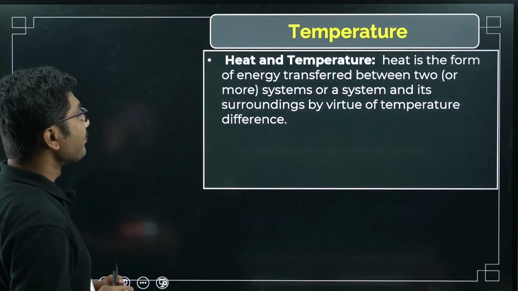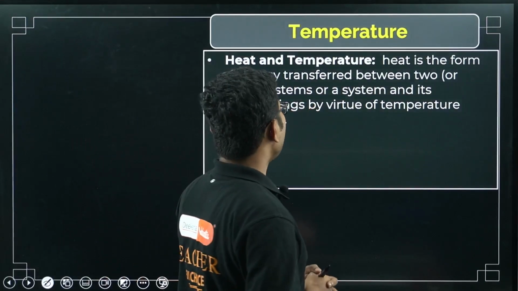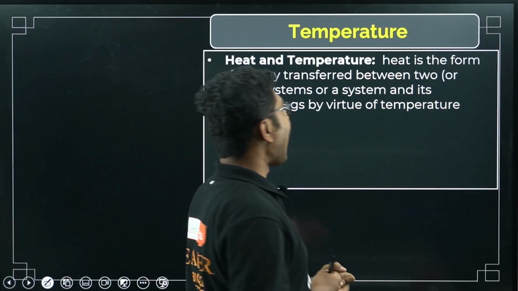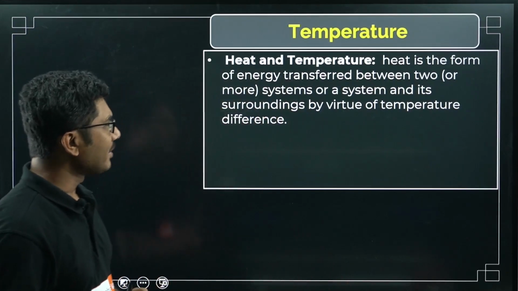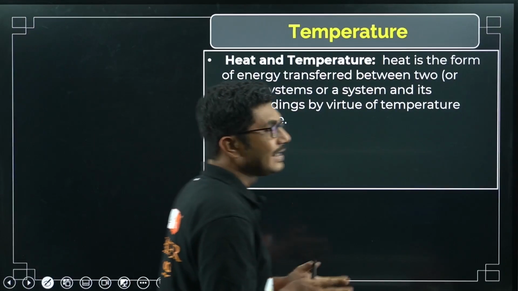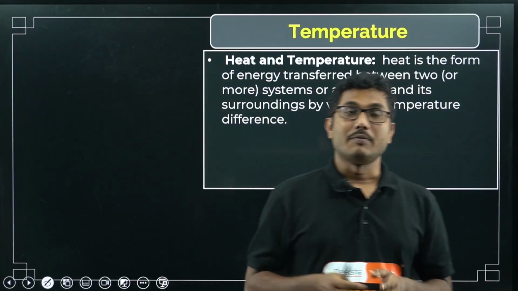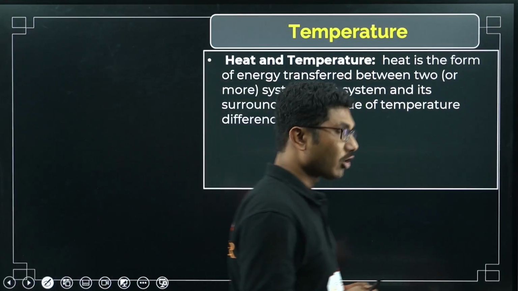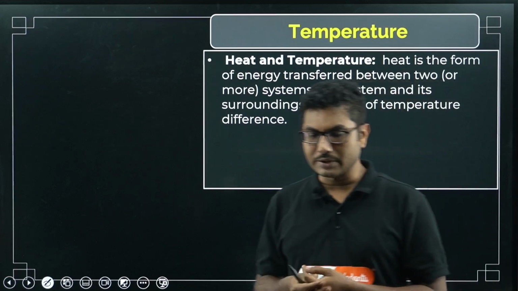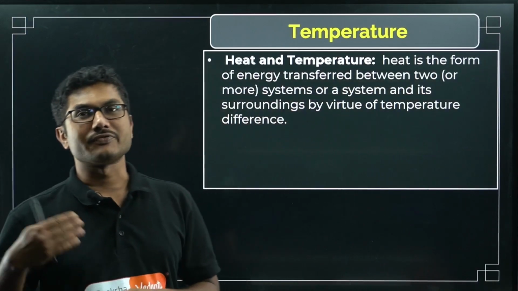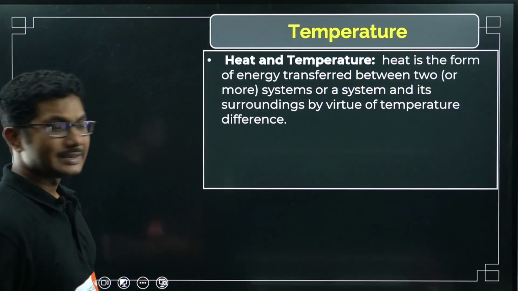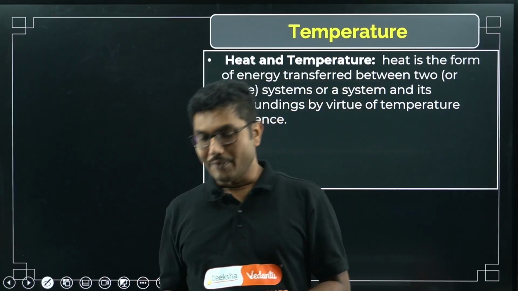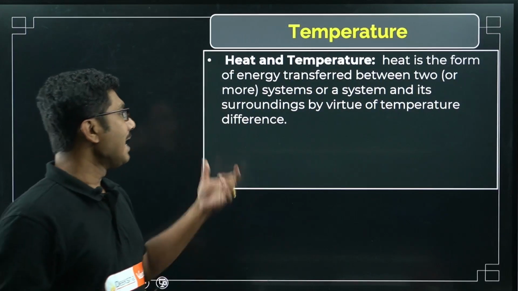So what is temperature? Heat is a form of energy transferred between two systems, or between a system and its surroundings, by virtue of temperature difference. Heat is a form of energy which can transfer from one object to another. In other words, it can be called energy in transfer. And heat transfer happens when there is a temperature difference.